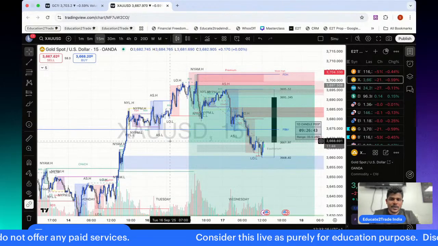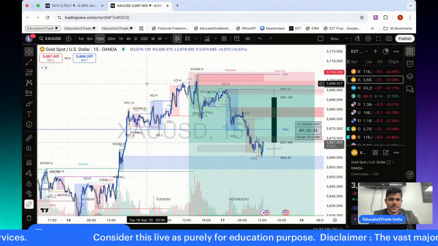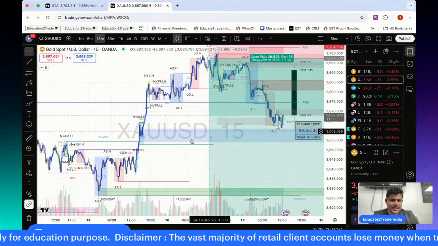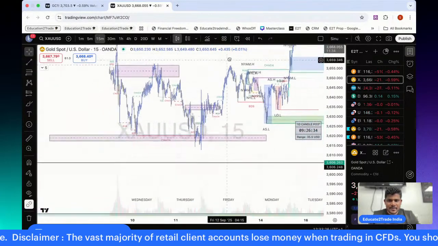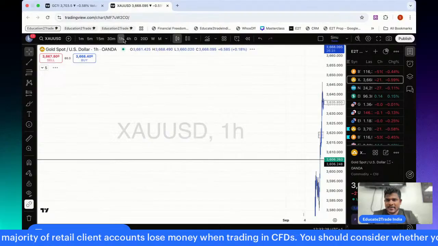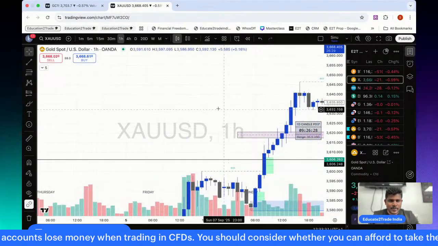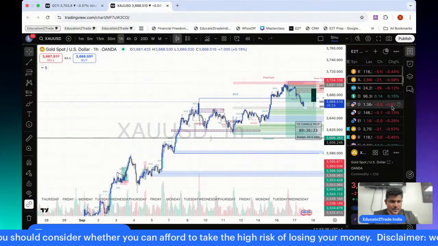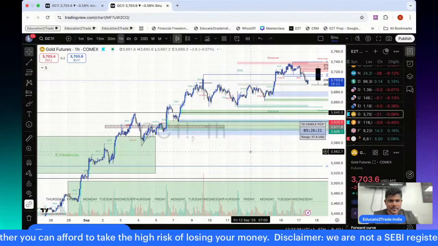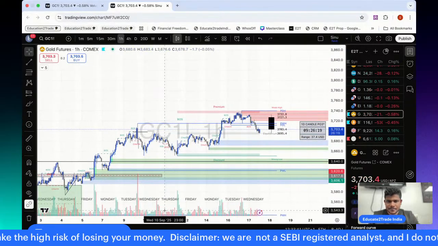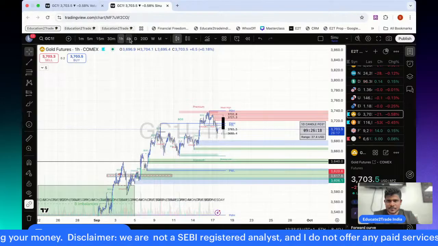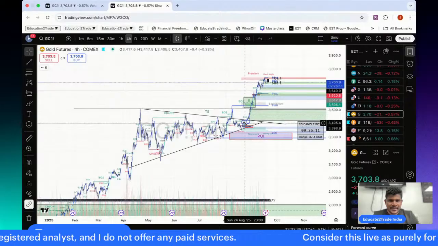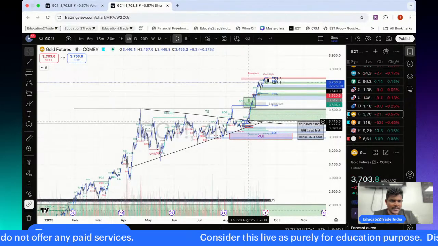But if you look at sessions, Asia has been distributed to the downside for the first time on this entire rally. When I say for the first time, you can go back in time and check right after the breakout which happened from 3400 levels. Let me take you through the chart.